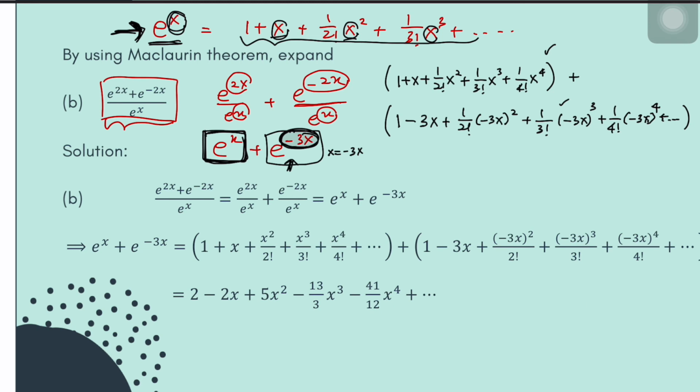Okay, so from the first one, we list them: we have 1 plus x. 2 factorial is 2, so you add x to the power of 2 over 2. Then 3 factorial is 6, so you have x to the power of 3 over 6. 4 factorial is 24, so you add x to the power of 4 over 24. So this is for the first function.